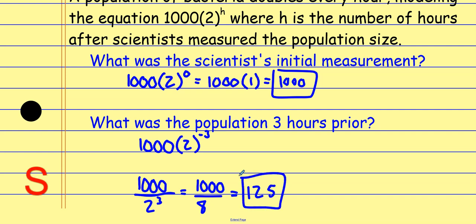And you see what's neat about that? Even though when the scientists showed up, they measured the population at 1,000, they can work their way backwards to see what the population was 3 hours before they got there after figuring out how this population is growing. Okay? So again, 0 and negative exponents. Anything to the 0 power is 1. Negative exponents are just a fancy way of writing division. So we flip the thing to the other side of the fraction bar and make that exponent positive.